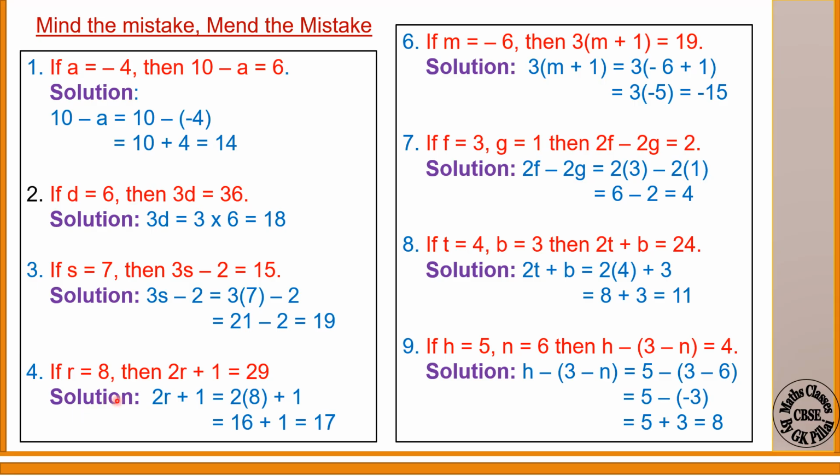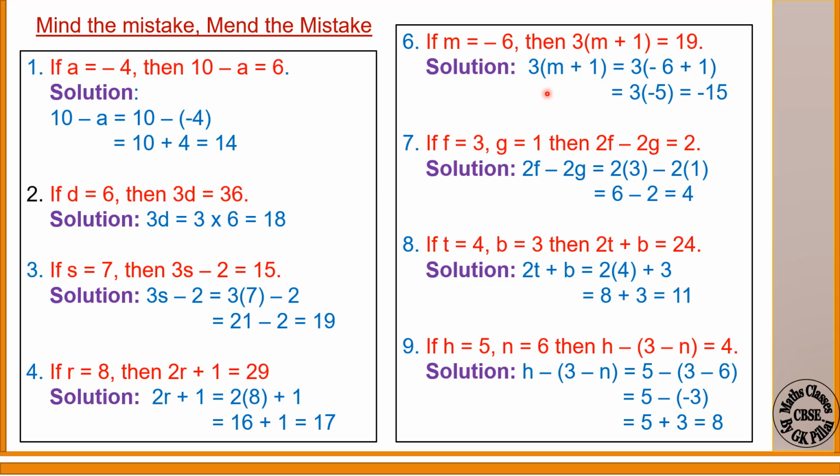If r equal to 8, then 2r plus 1 is 29. 2r plus 1 will be actually 2 into 8 plus 1, 16 plus 1, 17. If m equal to minus 6, then 3 into m plus 1 will be 19.